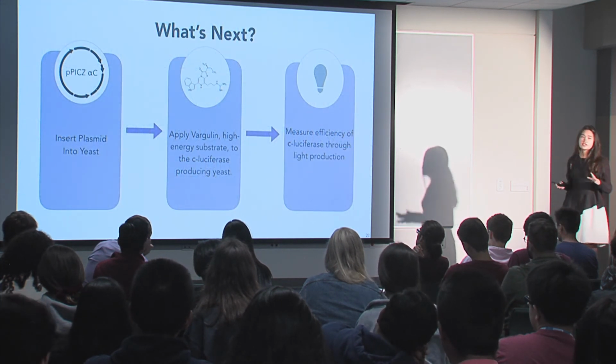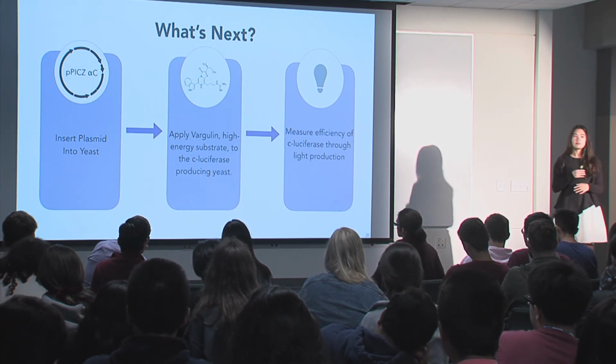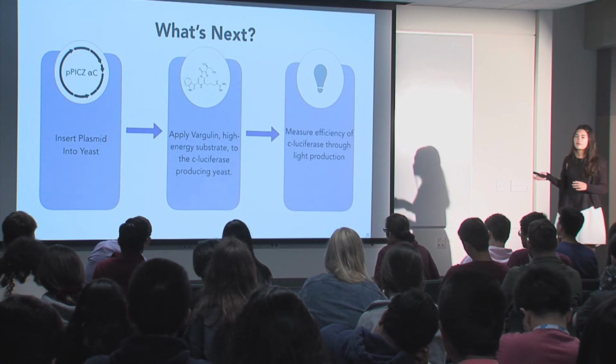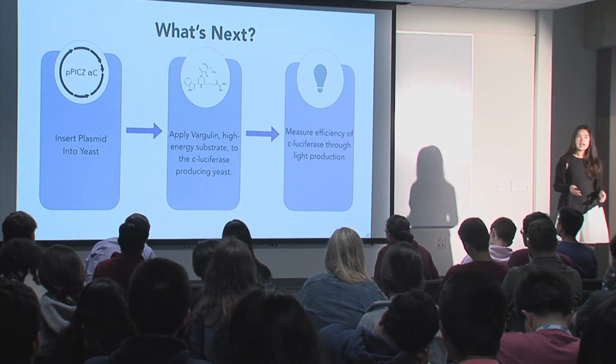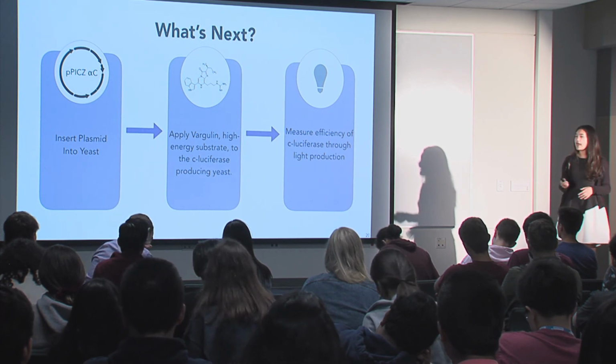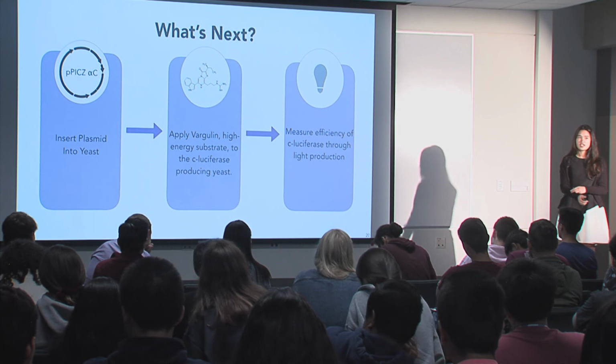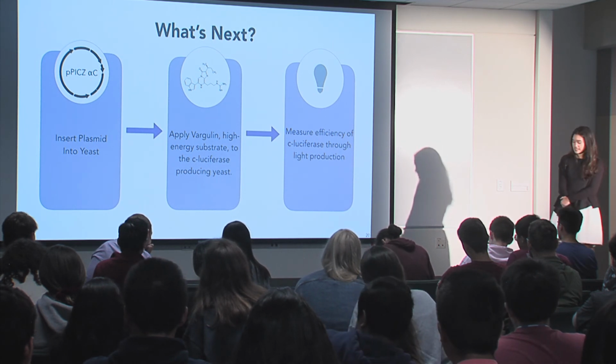So with these newly transformed plasmids, we want to transform yeast with them and apply the high-energy substrate vargulin. We then want to test for how these mutations affected the light production, and we want to repeat this experiment over the remaining 9 amino acid substitutions.